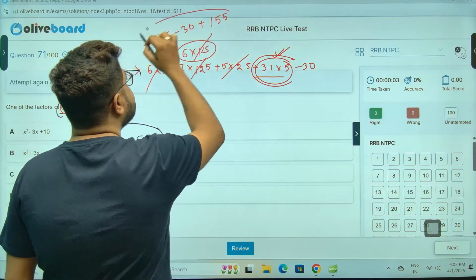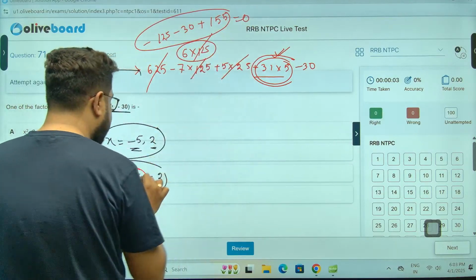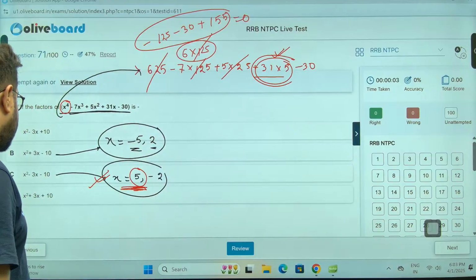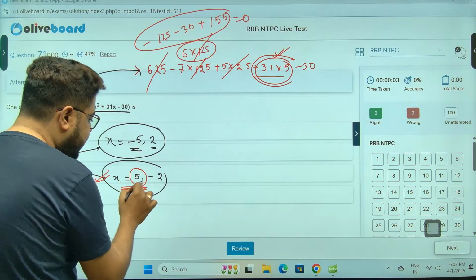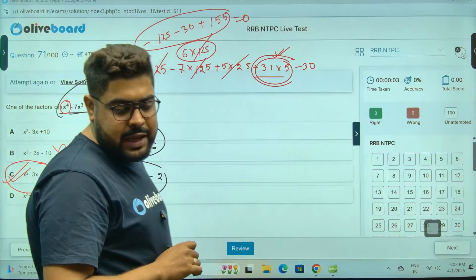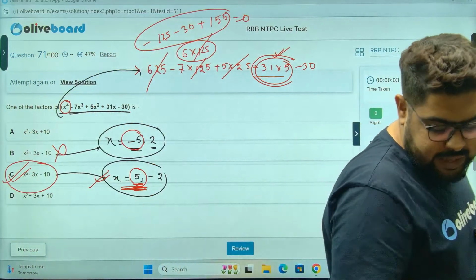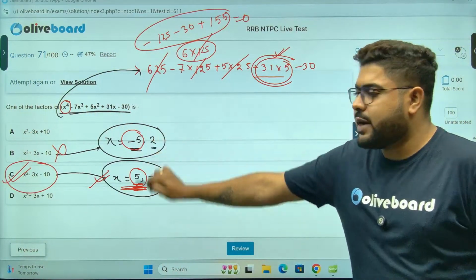Sir, it is giving us, it is equal to 0. 5 is giving us one answer. So my answer has to be C, not B. Because if 5 gives 0, then minus 5 cannot give us 0.